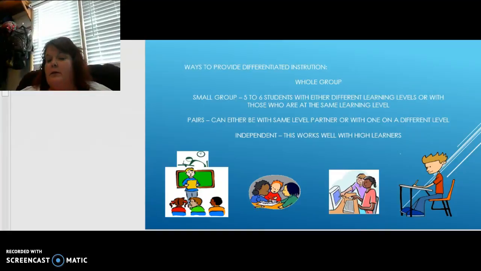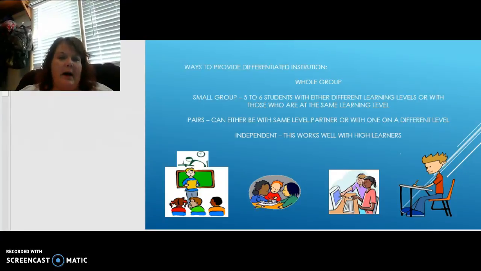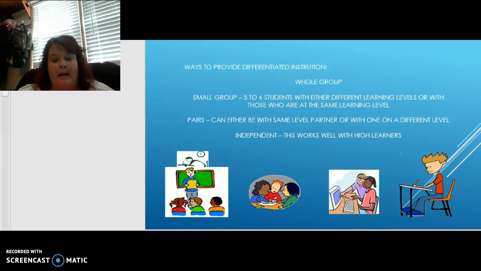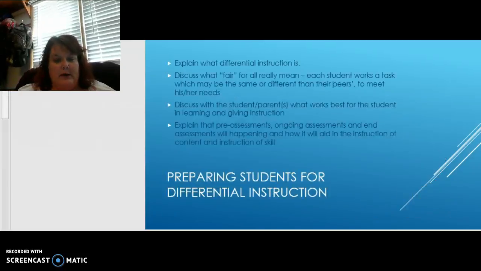Pairs can be either the same or different levels, and then there's independent work. Independent work works best with the high level learners because they grasp concepts a little faster in those areas, and not every student is going to be a high level learner in every subject. You may have a high level learner in math, but that student may be a lower level or mid-level learner in English and reading. So you have to take those into consideration also.